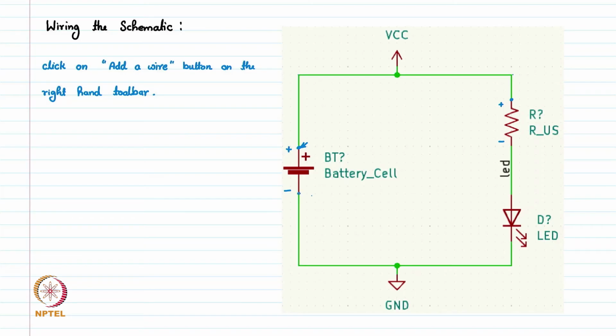Similarly, we can draw another wire from this negative terminal to one terminal of the LED, and these two terminals, one terminal of resistance and one terminal of LED, also need to be connected. Now the next step is we need to provide the ground terminal and the supply terminal to our circuit. This we can do by adding a VCC symbol and ground symbol and connecting them to the circuit with wires.